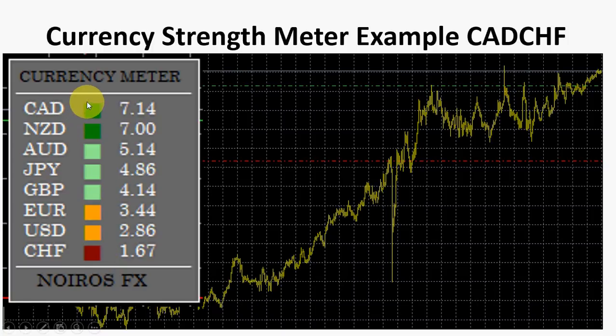Canadian dollar is the strongest and Swiss franc is the weakest. So if you buy the strong currency and sell the weak currency, that means you are buying Canadian and selling franc. So you buy the Canadian franc pair. And as you can see, the whole day it's been an uptrend. This is a 1 minute chart and it's been compressed a little bit.